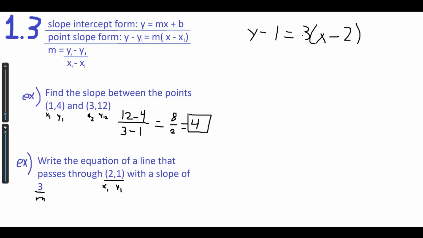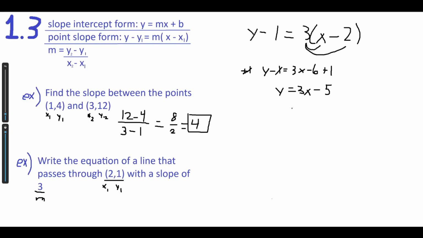Now to solve for y, which is what we do for slope-intercept form, we would distribute this 3. So distribute to the x, distribute to the negative 2. So you get y minus 1 equals 3x minus 6. Now to solve for y, you just want to add 1 to both sides. So these will cancel out on the left side, and you get y equals 3x, negative 6 plus 1 is negative 5.